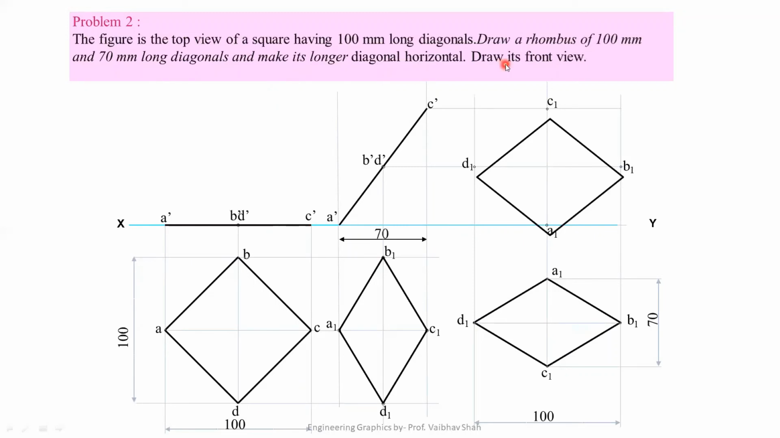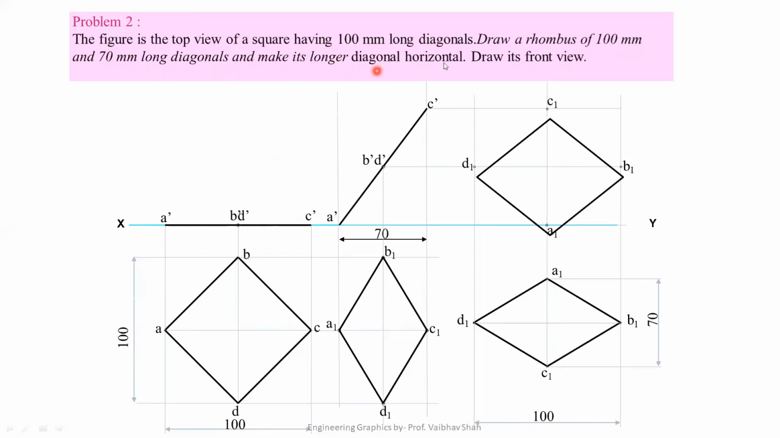Draw its front view. So here it is said that our first stage figure is the top view, which is a square. So we'll be drawing one square which has 100 mm by 100 mm diagonals. So let us draw two diagonals, 100 mm and 100 mm, and try to complete this square. After drawing this square, let us give the numbering A, B, C, D. In the first stage we'll be trying to plot the front view on the XY line. So let us draw one vertical line from each and every point to obtain this front view A dash, B dash, D dash, and C dash.